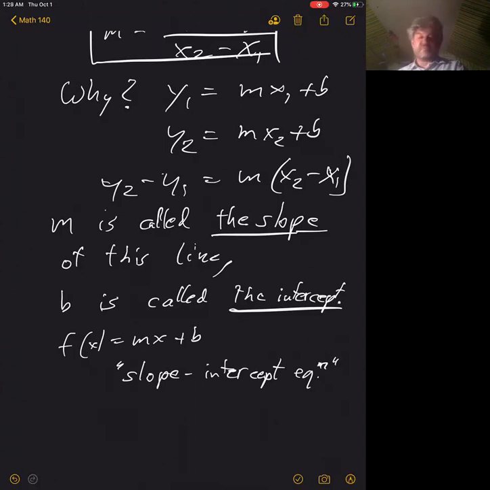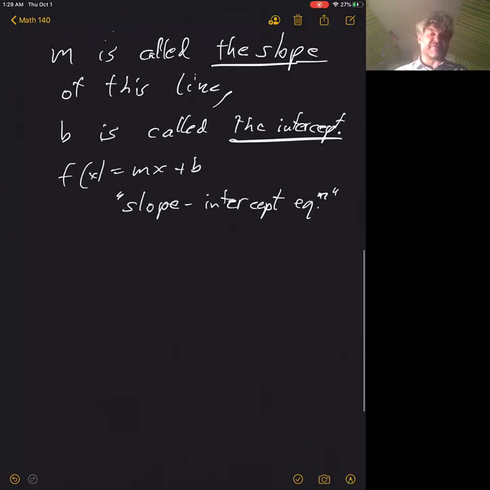All right, so back to this original question, what do we do when we have two random points on a line? How do we find this slope-intercept equation?